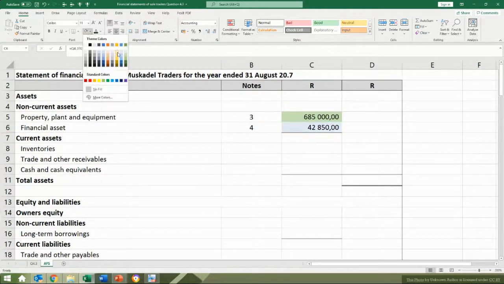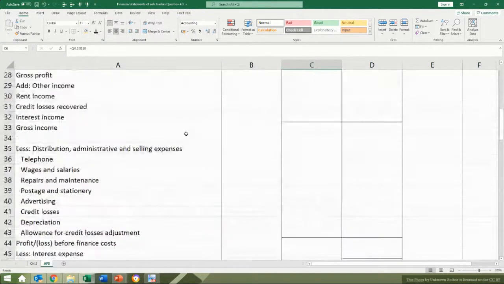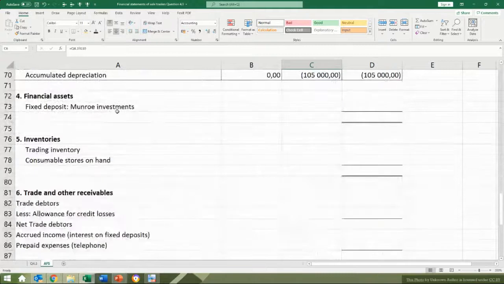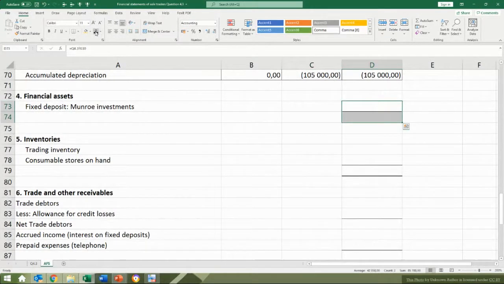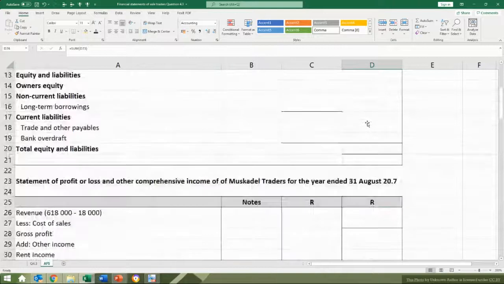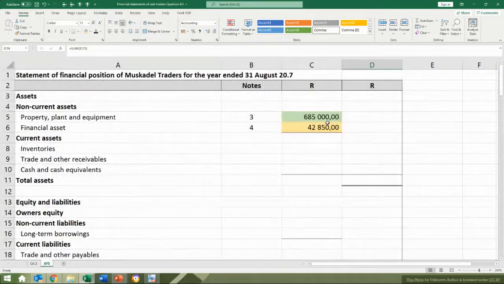Now, let's quickly do the note while we're busy with that. So in this case, we only had one fixed deposit. Normally, we would have multiple in here, and then that total amount would agree to what's in the financial statements here at the top. Okay.